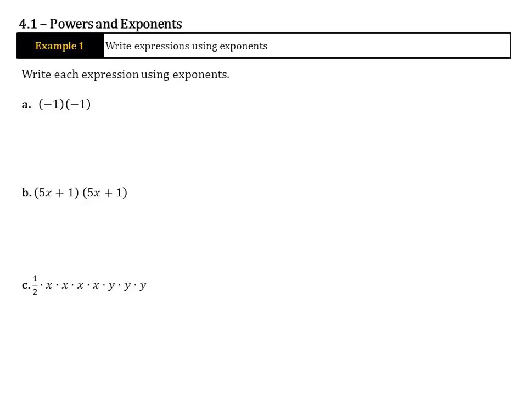So in part A, we have negative 1 times negative 1. Well, we're going to use the negative 1s as the base of our exponent. So that's going to be written as negative 1. And how many times it appears, once, twice, is going to be the actual exponent. So my answer is negative 1 to the second power.